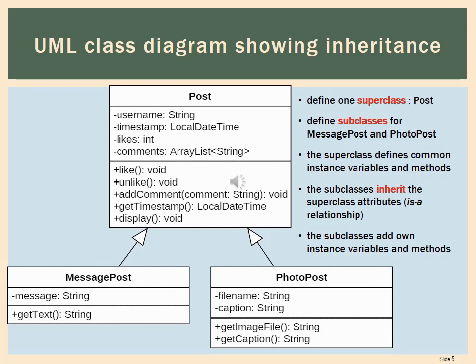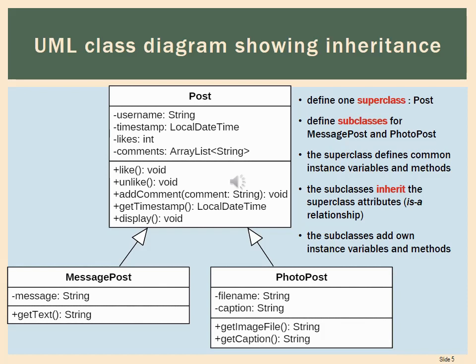So again, the superclass is going to define the common instance variables and methods, and the subclasses will inherit these attributes, and they will inherit these methods, and they can add their own if they like to. Also, you will notice in terms of UML, the way to draw this is to have an arrow. The arrow points from the subclass to its superclass, to its parent. And these types of arrows are called generalization arrows in UML.